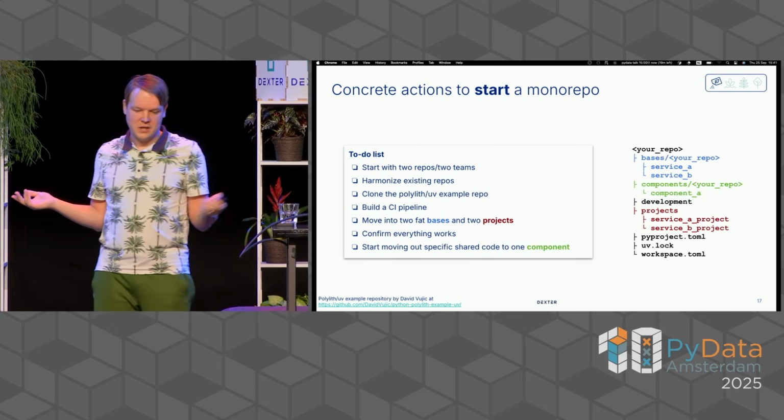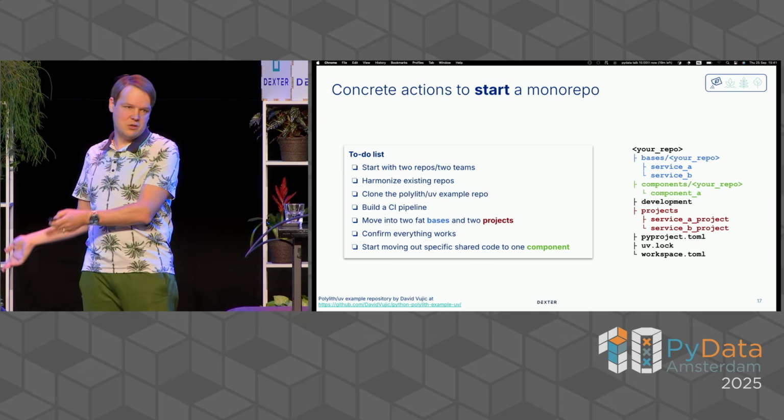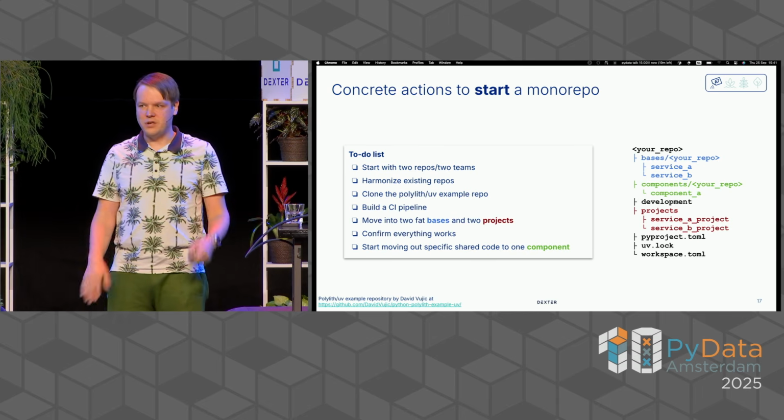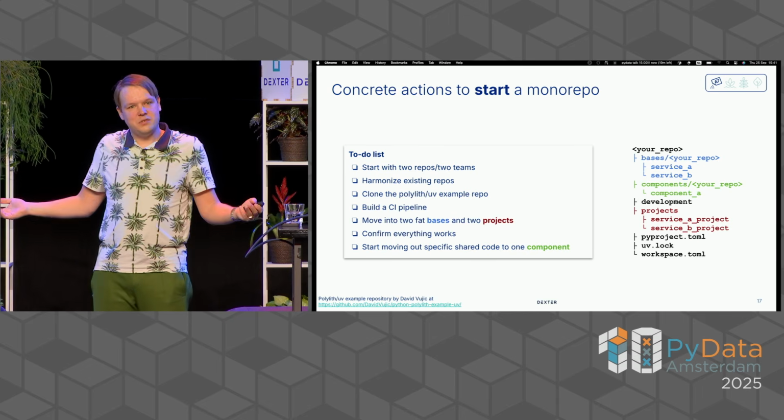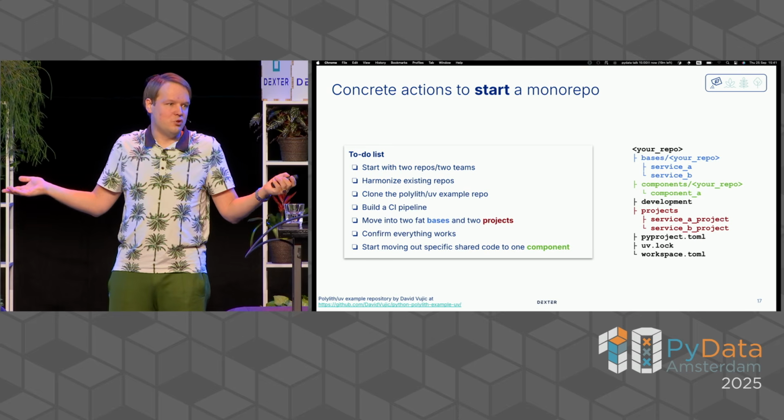Now you can start taking out your specific shared code into one component, and you can start working together. That's all there is to starting a Monorepo. You don't need anything more complex than this.